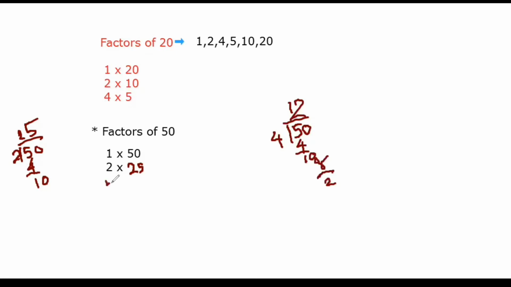Then 5 times. We know 5 times 10 is 50. 6 times, 7 times, you can even divide by 9. 8 times, 9 times, 10 times 5. So, what are the factors here? What are the factors of 50? Yes, Sairu.